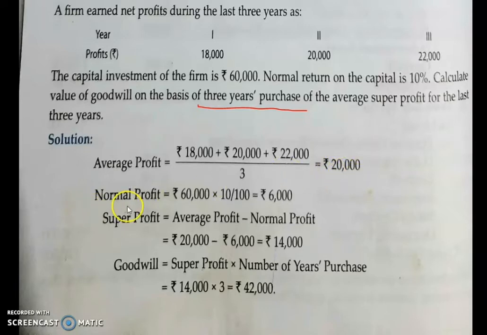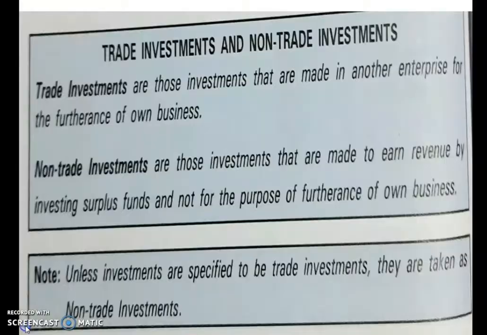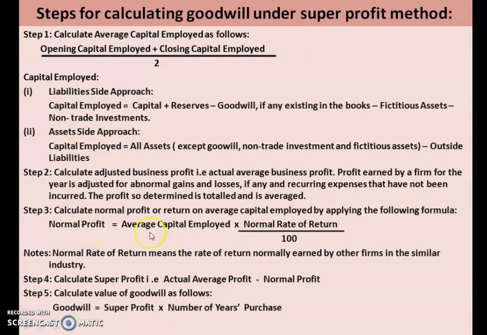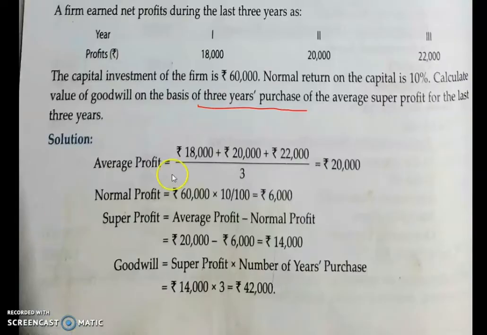Now normal profit. The formula for calculating the normal profit is average capital employed into normal rate of return divided by 100. What is your capital employed? How much capital has been invested in the business? 60,000. So 60,000 into what is your NRR or normal rate of return? Normal rate is 10%. So write down here 10 divided by 100. Calculating this, you will get 6,000.